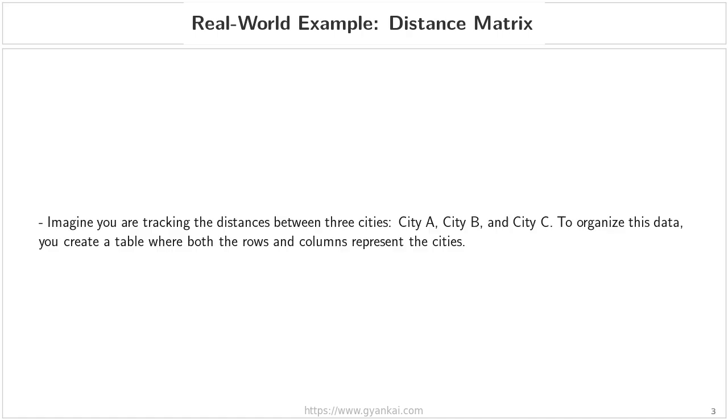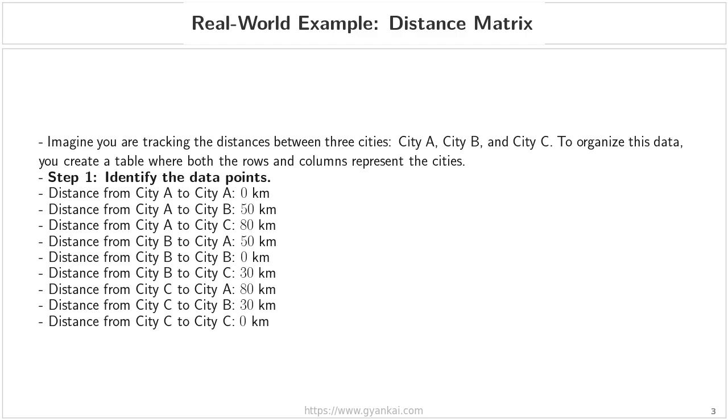Real-world example, distance matrix. Now that we have established the theoretical definition of a square matrix, let us apply this concept to a real-world scenario to see how it works in practice. Imagine you are tracking the distances between three different cities, City A, City B, and City C. To organize this data efficiently, you can create a table where both the rows and the columns represent these three cities. Let us begin with step 1, where we identify our specific data points.